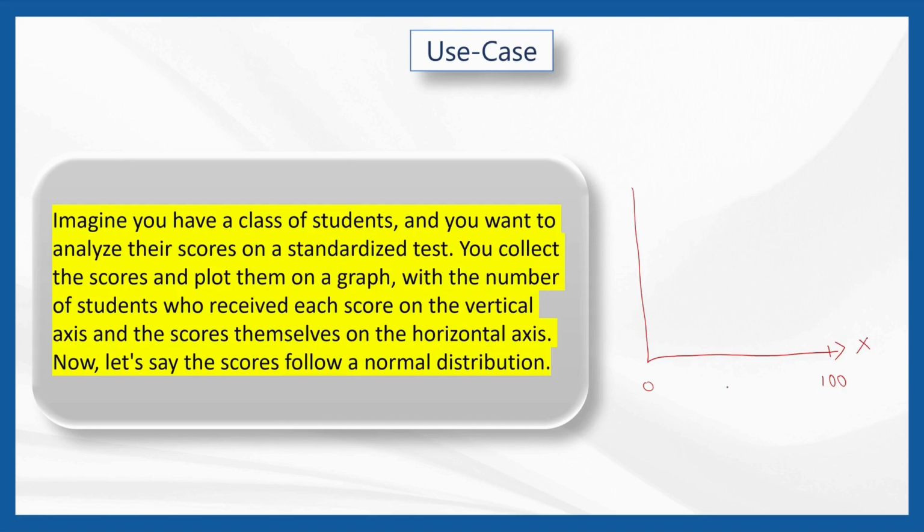On the x axis we have the scores of the students, test scores basically, starting from 0, 10, 20, 30, 40 and so on till 100. We're keeping bins of 10. On the y-axis we have the number of students who essentially have gotten these marks.